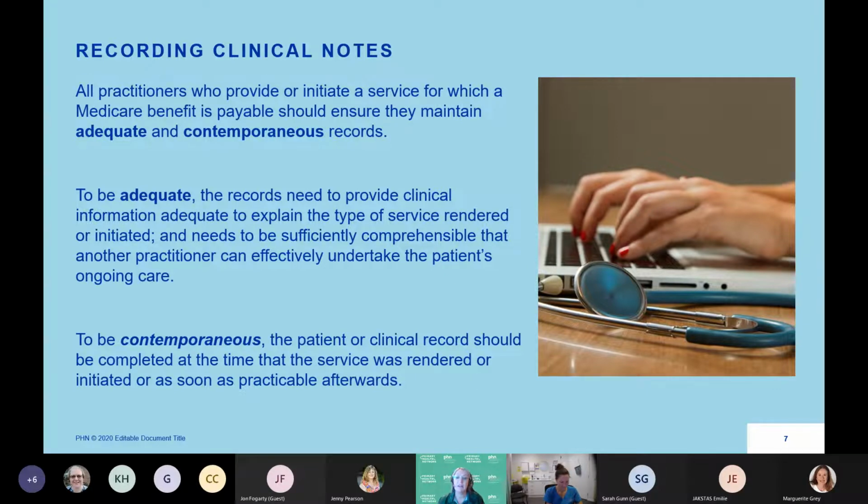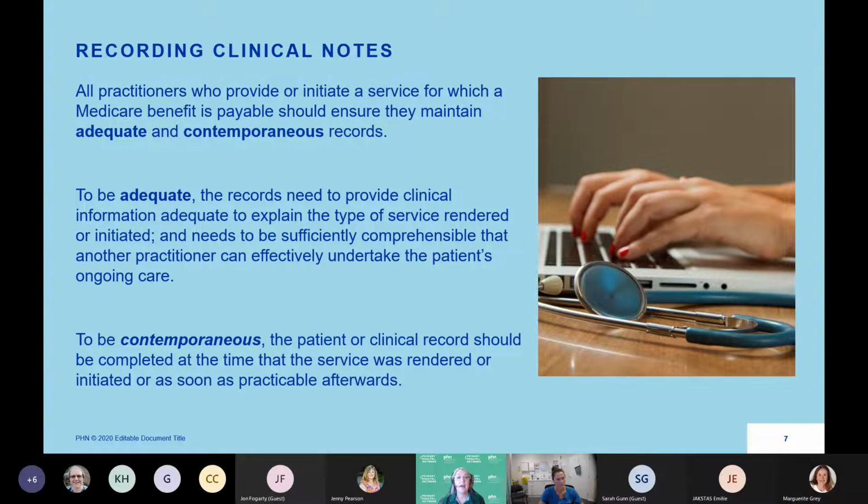Each entry needs to provide clinical information adequate to explain the type of service rendered or initiated. Each entry also needs to be sufficiently comprehensible that another practitioner relying on the record can effectively undertake the patient's ongoing care. And the clinical record should be completed at the time that the service was rendered or initiated, or as soon as practical afterwards. So that is an accreditation requirement as well as an MBS requirement.